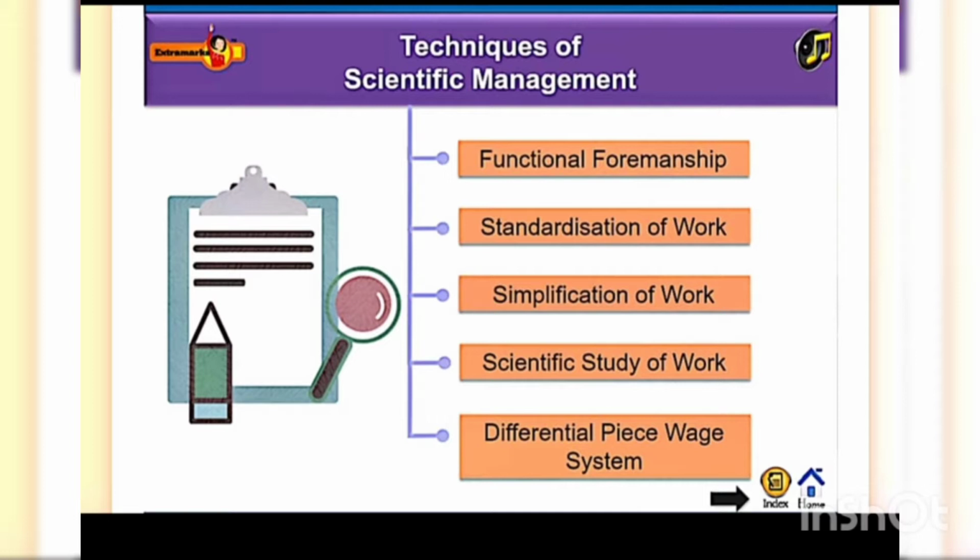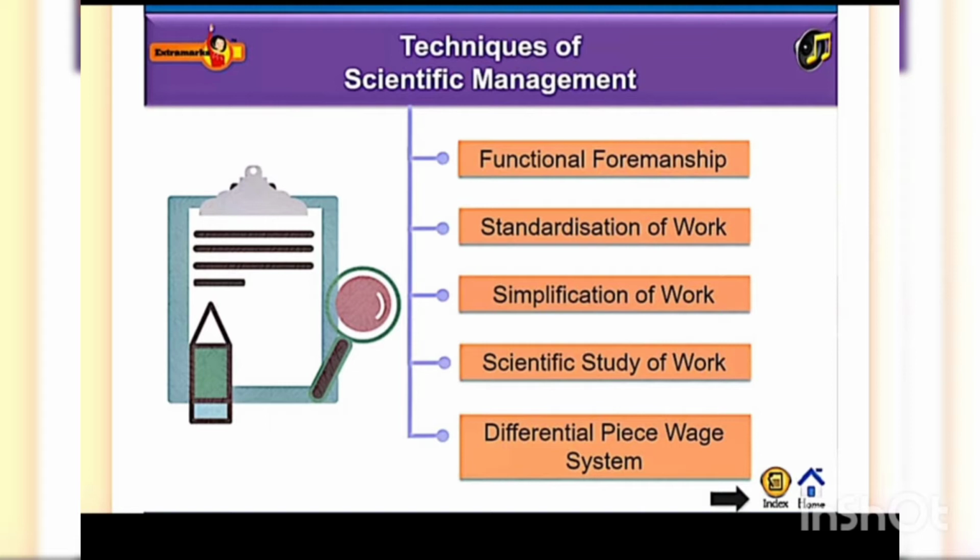This technique has 2 subparts, planning and execution. Under the category planning, we have 4 subtypes: instruction card clerk, route clerk, time and cost clerk, disciplinarian. Under production incharges, we have speed boss, gang boss, repair boss, and inspector. The duty of the instruction card clerk is to draft instructions for the workers. The route clerk specifies the route of production, whereas the time and cost clerk prepares the time and cost sheet.